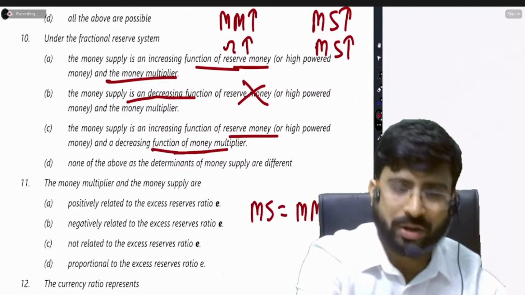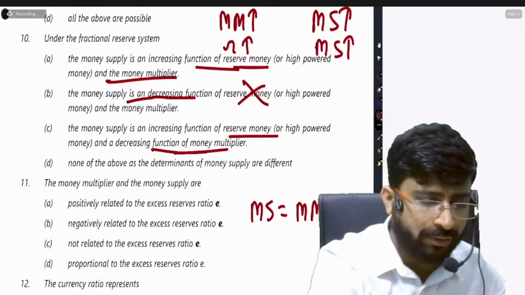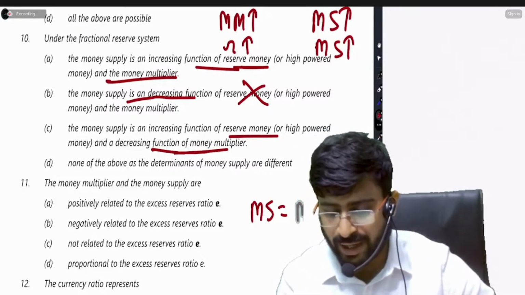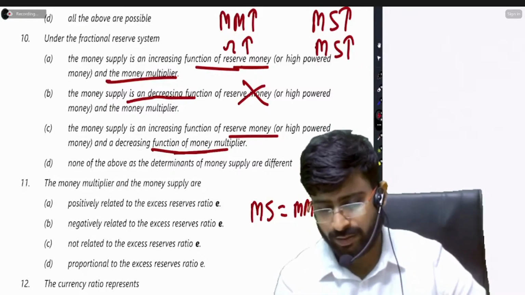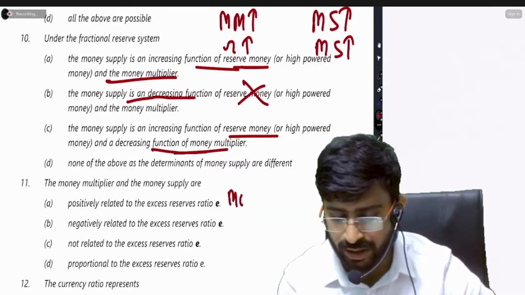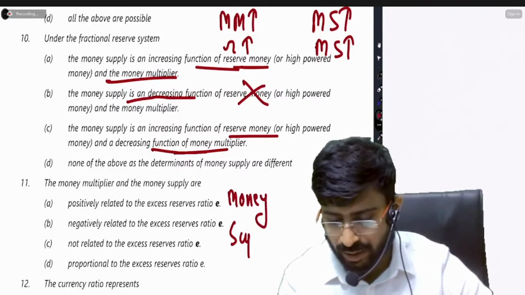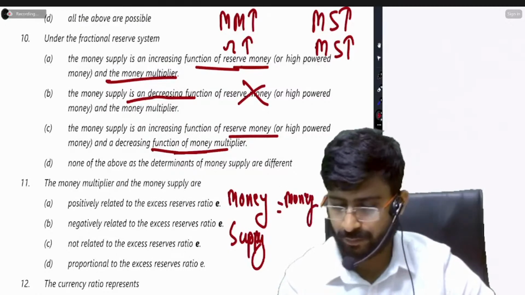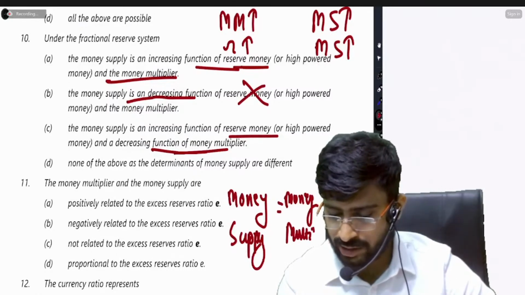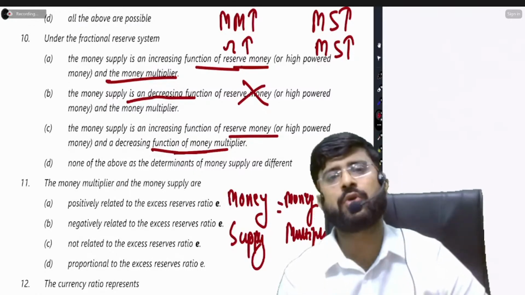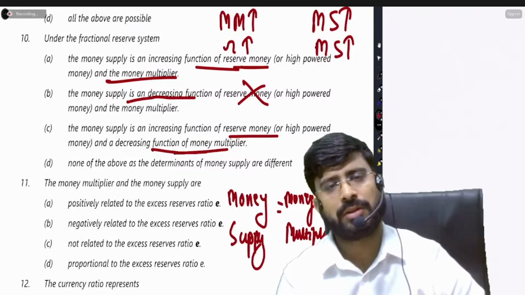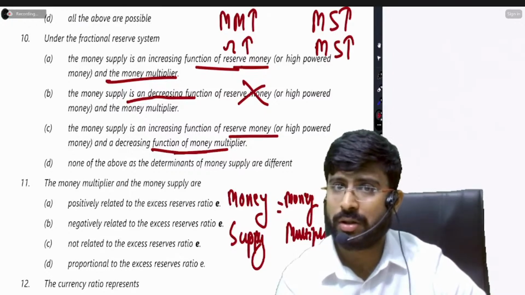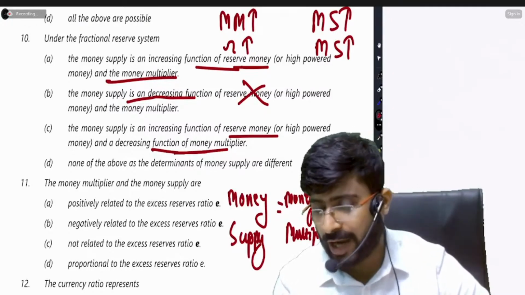Money supply equals what, everyone? Money multiplier. Write it down with me. Money supply is equal to money multiplier into what? Money multiplier into high powered money.